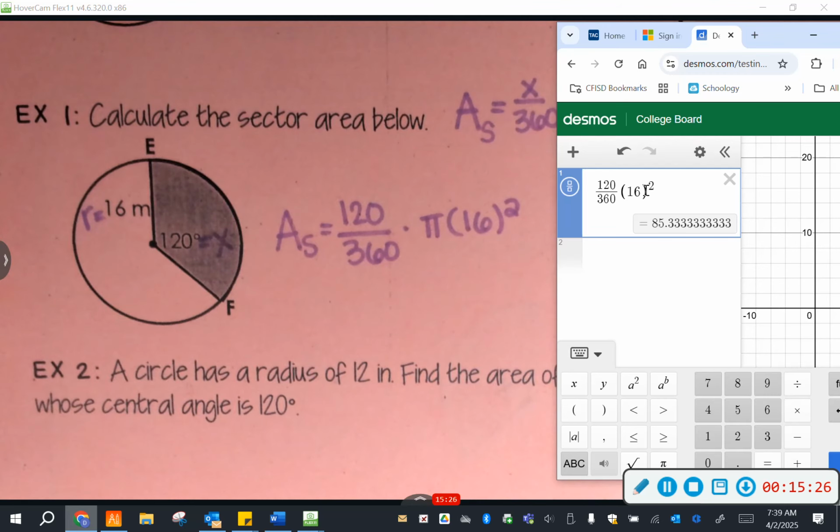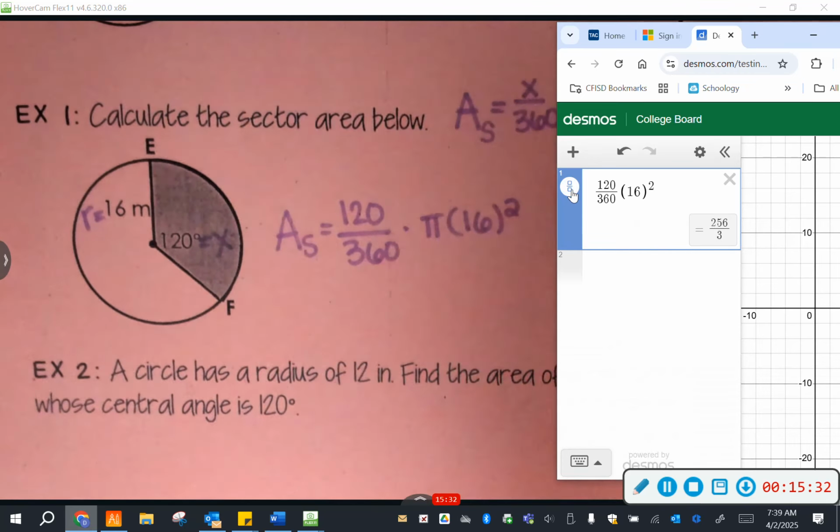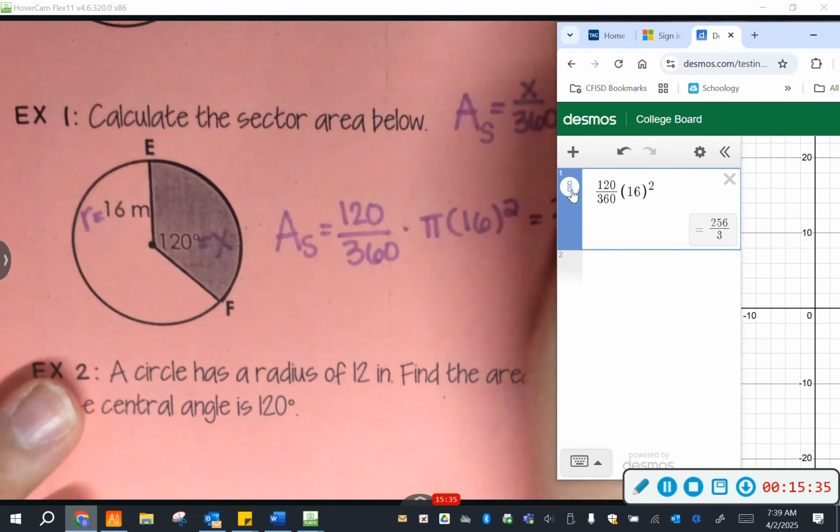Okay, so if it's a decimal, what I would like you to do is make it a fraction. How do I make something a fraction in Desmos? Just click this button right here, and I do want you to just make it a fraction. 256 over 3.